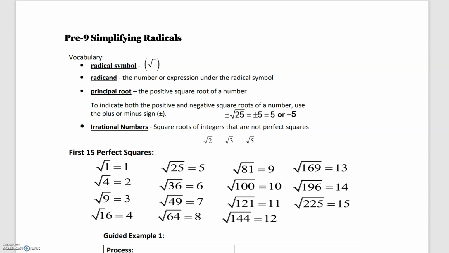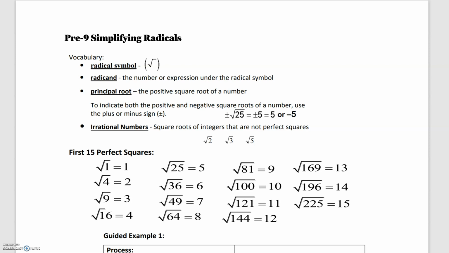So in this lesson, we added this in here to help you remember how to simplify radicals. A radical looks like this. Sometimes I call it a little house, but it's our radical symbol. Radicand is just the number that goes underneath. And then we're just going to look at square roots, not any other bigger roots.